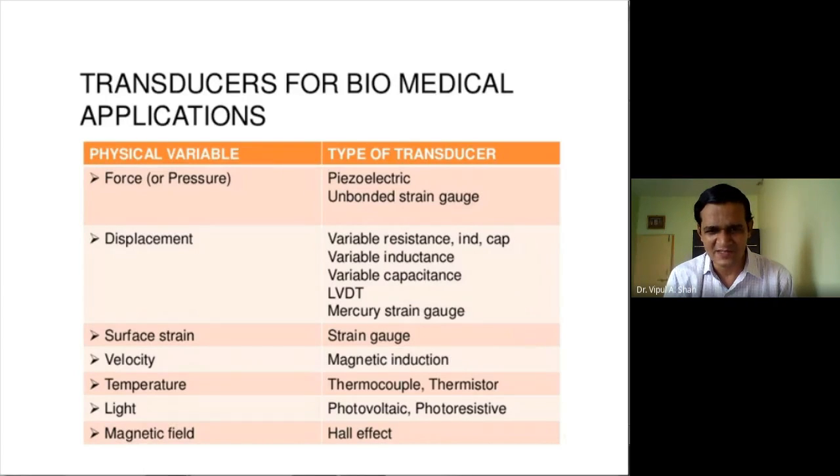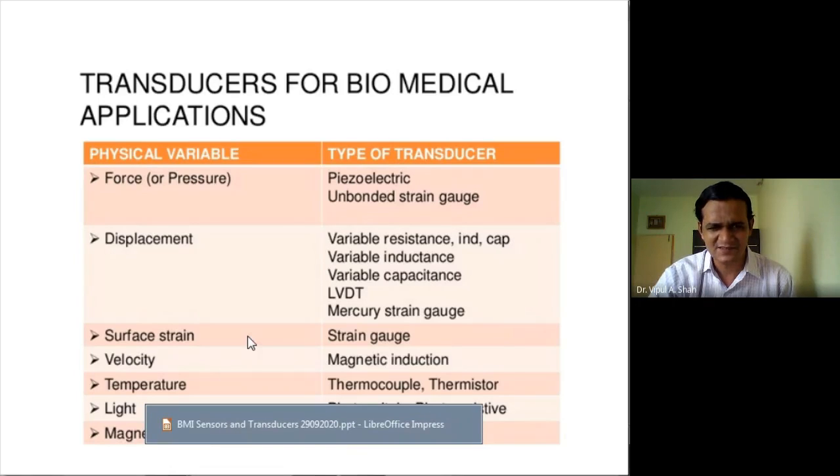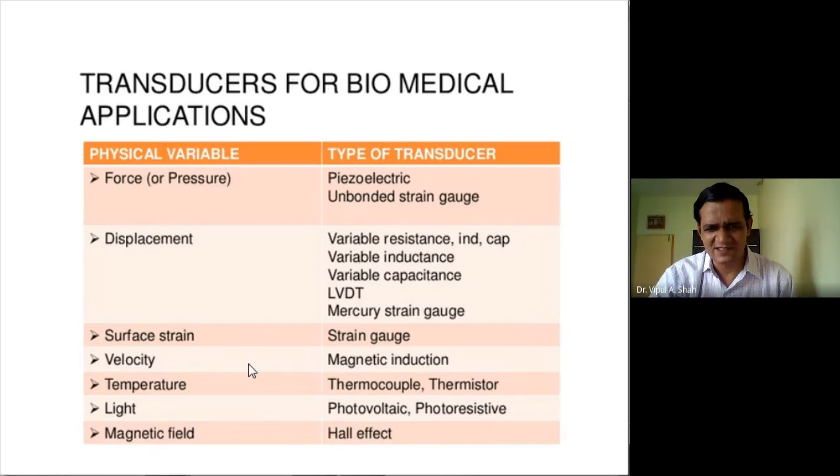Velocity, if you want to measure, you can have the magnetic inductance principle utilized for this. You can have the temperature monitoring system using the thermocouple, thermistor, ICs, etc. We can monitor the light activity using the photovoltaic cell, photoresistive principle, etc. For the magnetic field, we can utilize the CT scanner and MRI scanner. We can utilize the Hall effect.